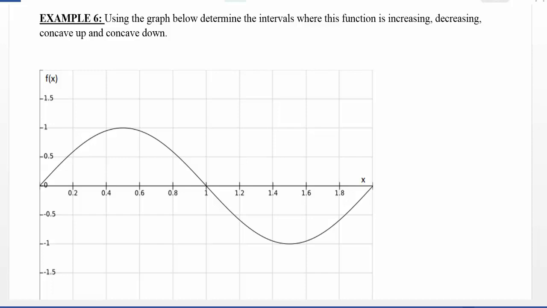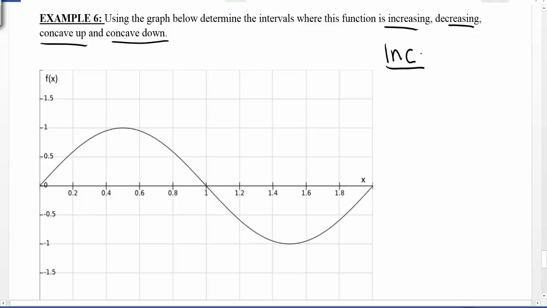Finally, we want to put this concavity idea together with the increasing, decreasing definitions we learned in the last section, because these are the ways that we're going to be using to describe graphs throughout this course. So here, using the graph below, we want to determine the intervals where this function is increasing, decreasing, concave up, and concave down. So there's 4 different things we're assessing: increasing, decreasing, concave up, concave down. So let's look at each one individually.